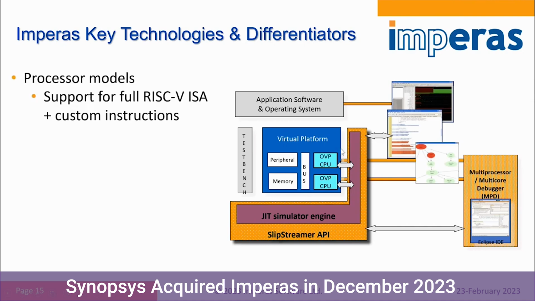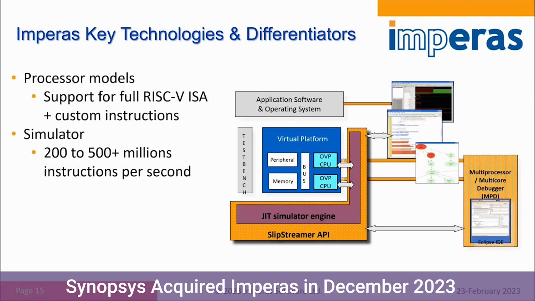We differentiate by our processor models. For RISC-V, we support full RISC-V ISA, and we have designed a very elegant way to add custom instructions. Our simulator is very fast. Typically 200 to 500 or more millions of instructions per second. That makes it realistic to run actual workload.